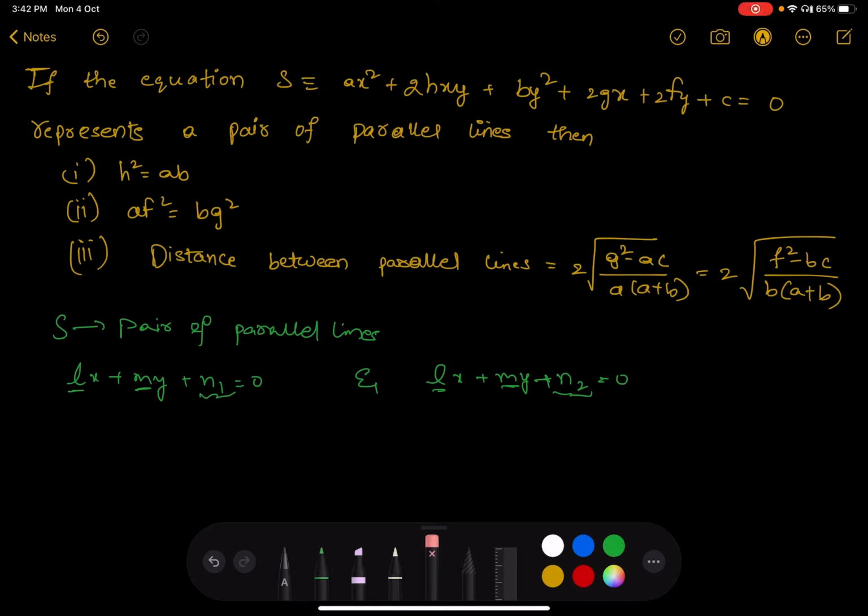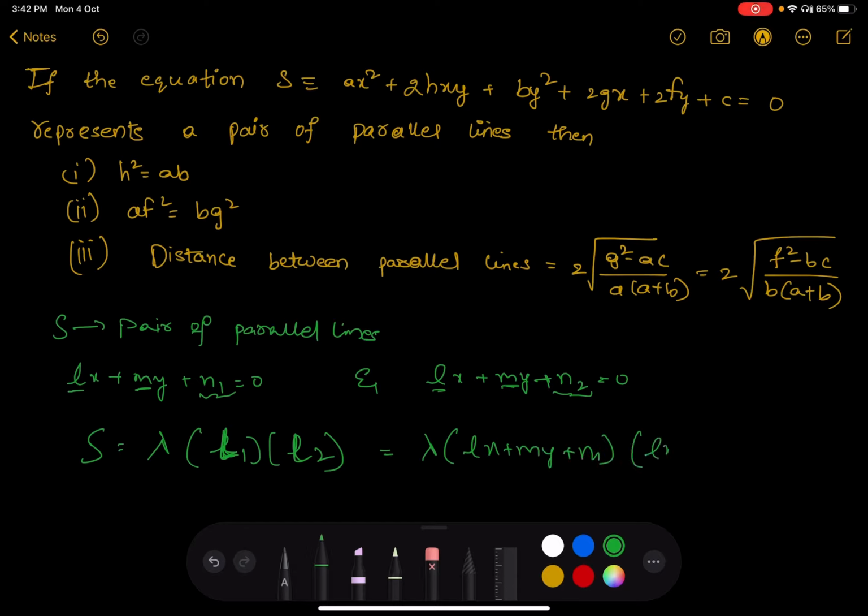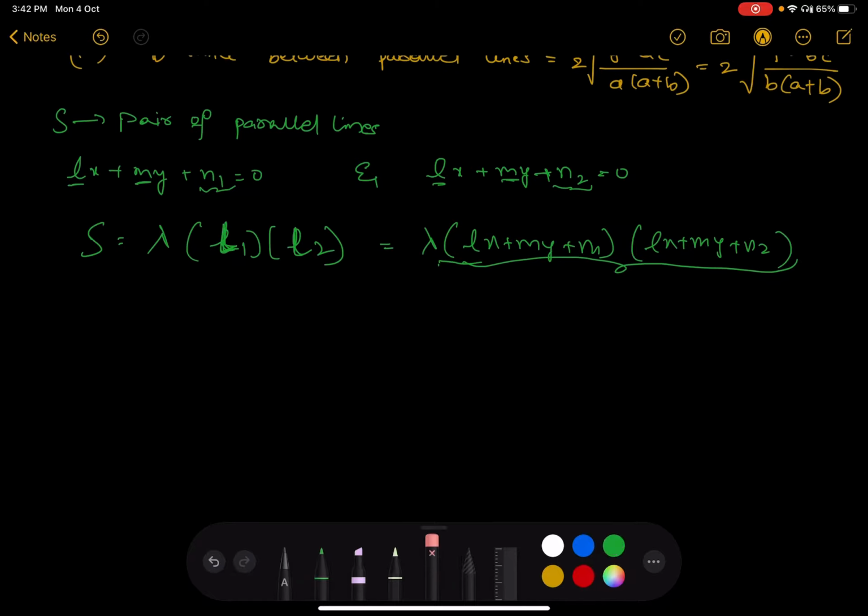Let us assume this. So now from this we can tell that S is equal to some constant lambda into line L1 into line L2. So that is equal to lambda into Lx plus My plus N1 into Lx plus My plus N2, because the equation of the curve represents these two parallel lines. So S is equal to lambda into line 1 into line 2. So next let us solve this equation. Here lambda is not equal to 0, because if lambda is equal to 0, then this whole equation will be 0.